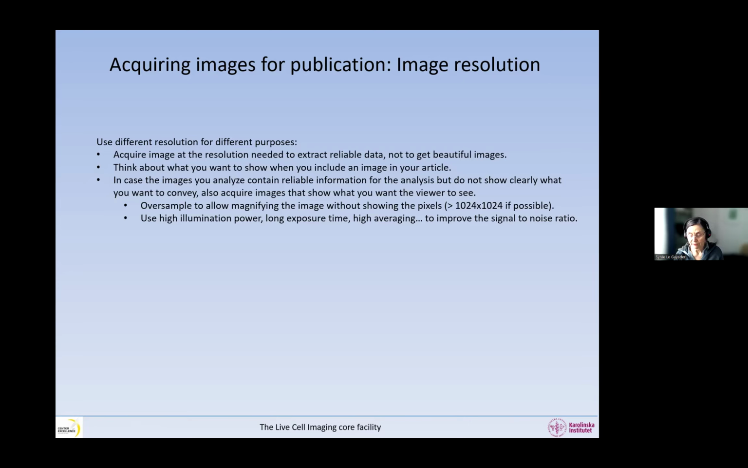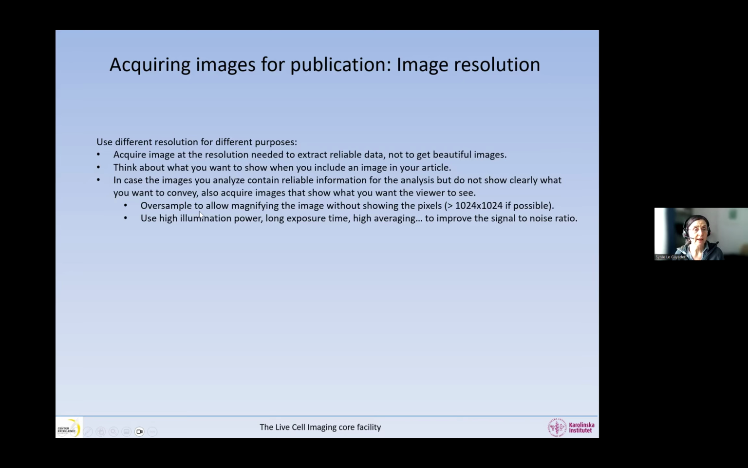In the case where the images you analyze contain reliable information but do not show clearly what you want to convey, also acquire images that show what you want the viewer to see. You have to think about it when you're at the microscope and you're imaging. So just try to also acquire an image that is showing what you want to show.